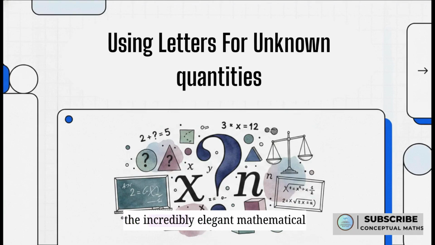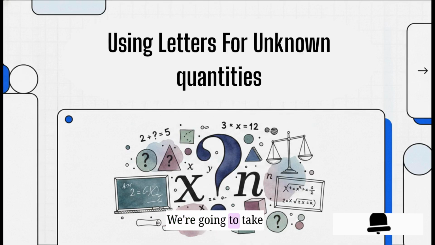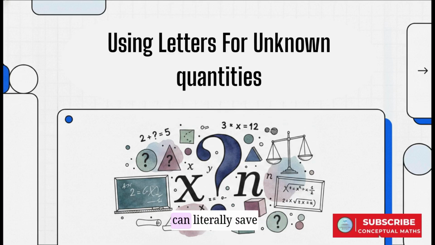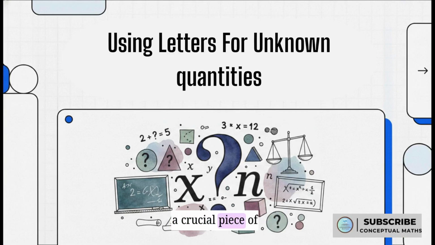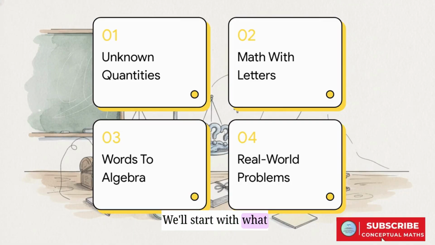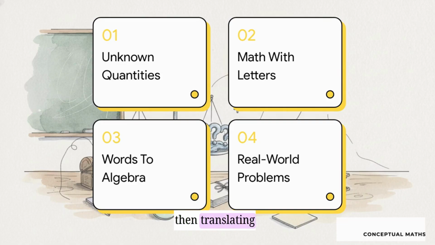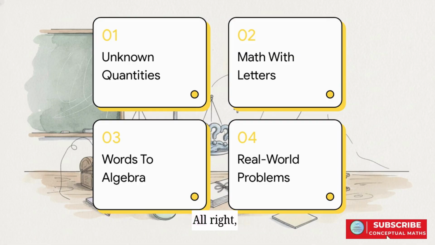Today, we are diving into the incredibly elegant mathematical system we use for unknown quantities. We're going to take a closer look at how simple placeholders can literally save our logic when a crucial piece of data is just missing. Let's jump right in. Here's our roadmap for today. We'll start with what are unknown quantities, move on to math with letters, then translating words to algebra, and finally wrap up with solving real-world problems.